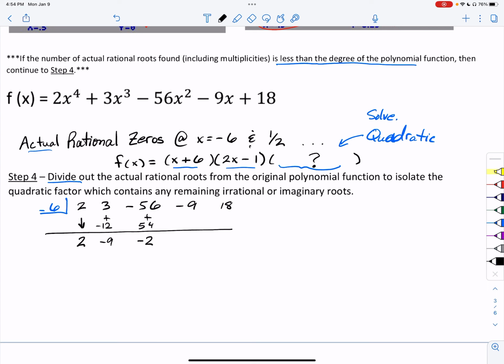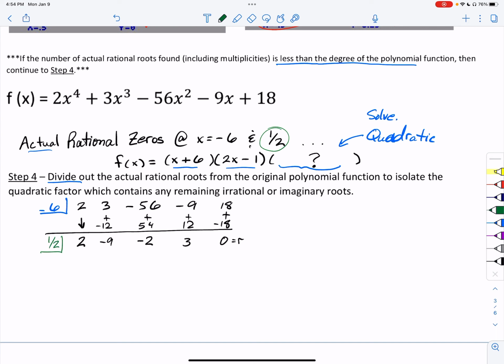Multiply by -6 now, we get 12. Add that, we get 3. Multiply, add. And that is good. We get that last term, that's our remainder. So that's what we're hoping for. Did our algorithm correctly. And we're going to turn right around and divide by our other 0 now, which is the 1/2.